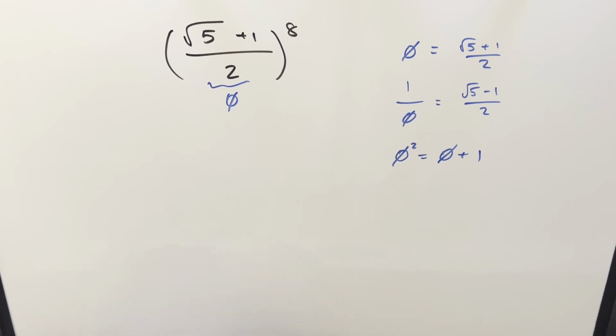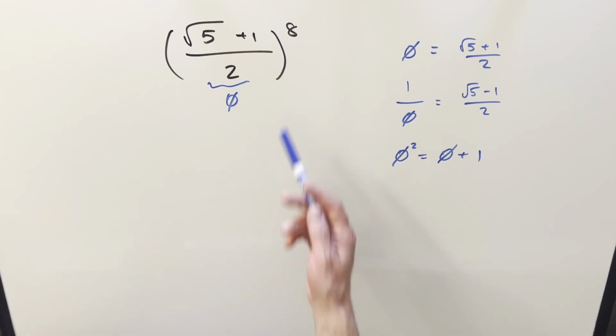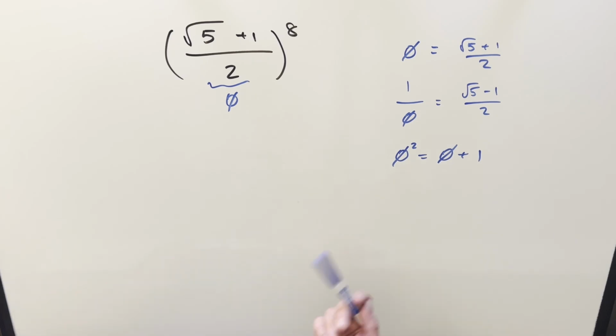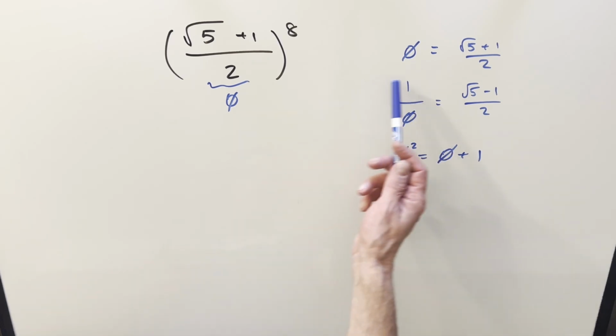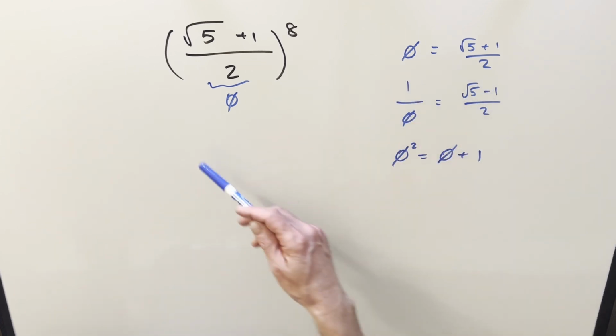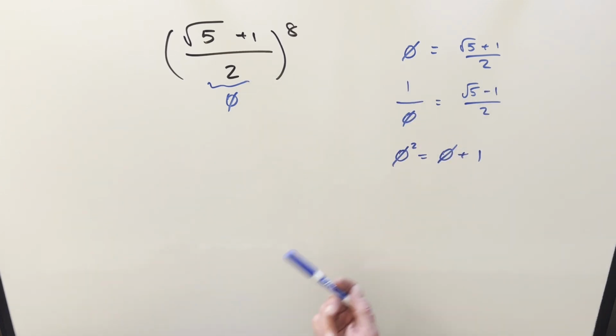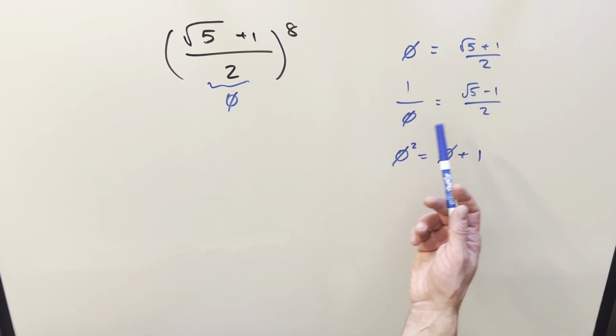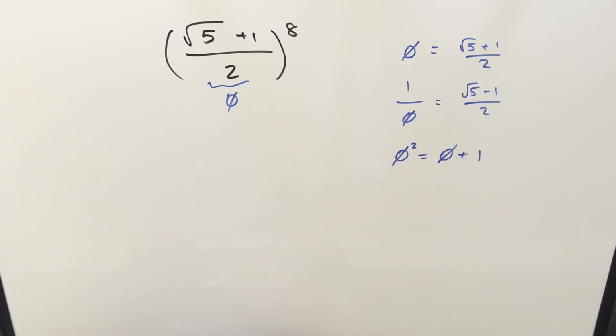Okay, we have here an interesting problem with the golden ratio. What we want to find is just the golden ratio to the 8th power. And we'll use a couple of definitions we have over here. We're just going to use the phi symbol as shorthand, so I'm not writing this thing out over and over again. And then an interesting property: the reciprocal of this is really similar, it just changes the sign.